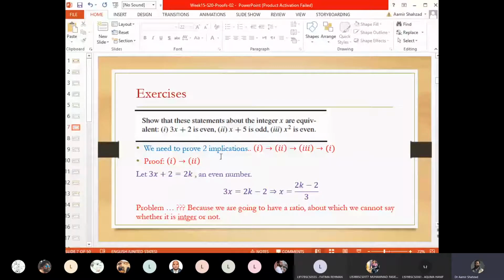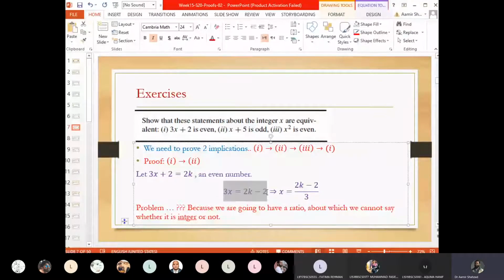So 3x plus 2 is 2k. So we can write down 3x as 2k minus 2. So we can see 3x is equal to an even number. From here actually we can conclude x is even, but अभी हमने वो चीज नहीं की. So let's see. 3x is equal to 2k minus 2. 2k minus 2 is even number. लेकिन x क्या है? X is going to be 2k minus 2 over 3. It's ratio of two numbers.